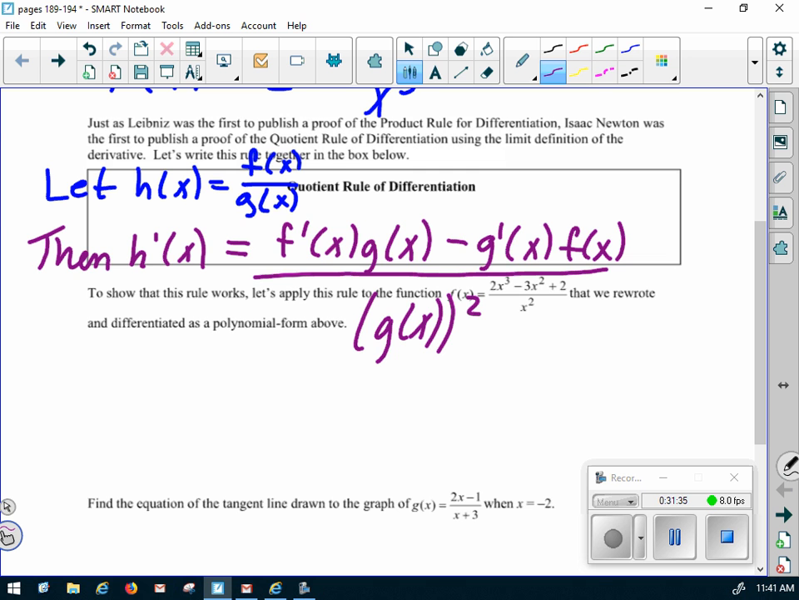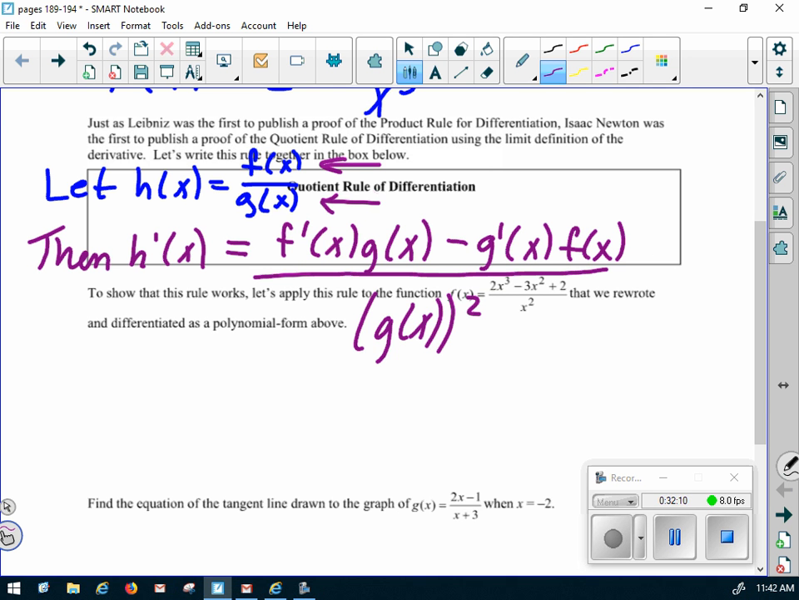Now, Leah's sitting back here with a little grin on her face because she knows what's coming next. She got this yesterday. Have you got it written down? Top, bottom. Okay? Derivative of the top times the bottom minus the derivative of the bottom times the top over the bottom squared. That's how I want you to remember it.